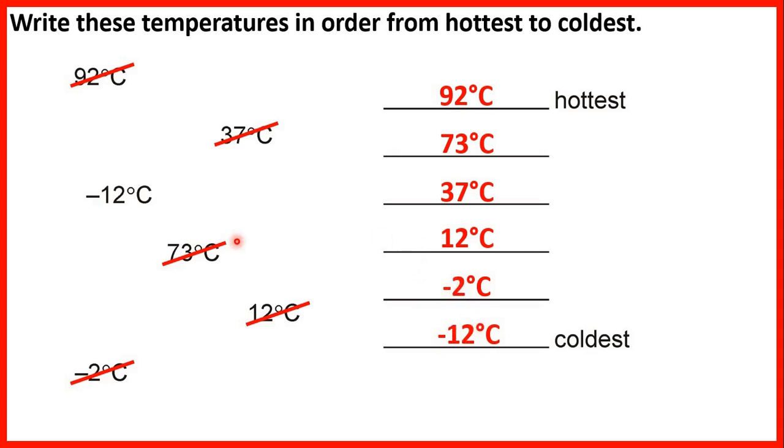And remember, on a number line, we only need to go back 2 from 0 to get to -2, but we need to go back further. We need to go back 12 to get to -12.